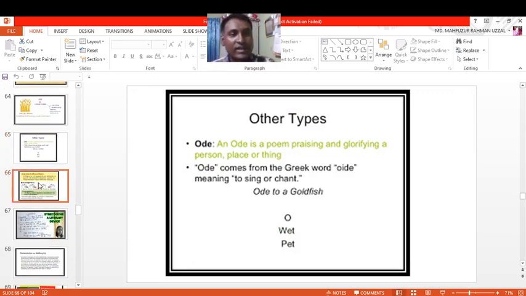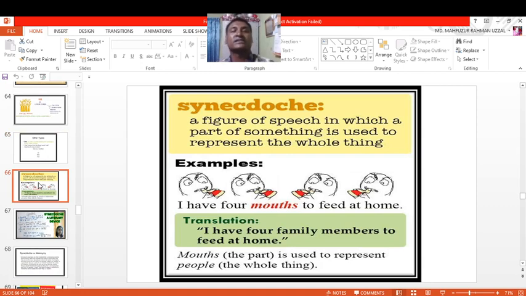Another literary device is synecdoche, a figure of speech in which a part of something is used to represent the whole thing. Here in this example we see, "I have four mouths to feed at home." Here, mouth is the part and the whole thing will be people. I have four people to feed at home.